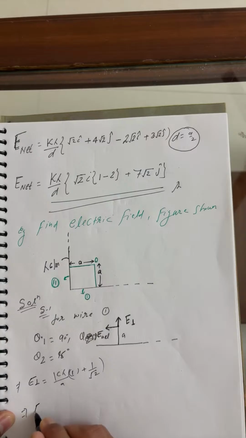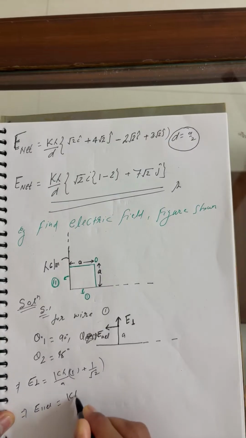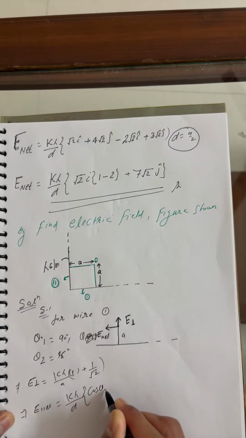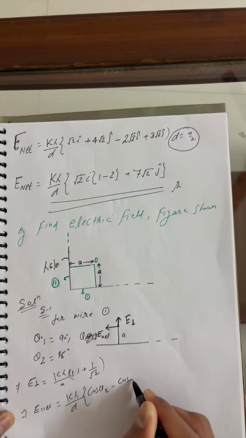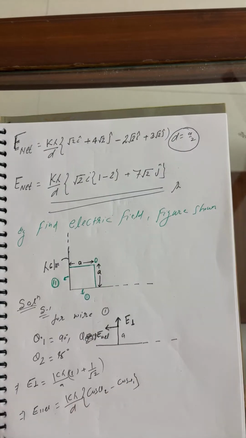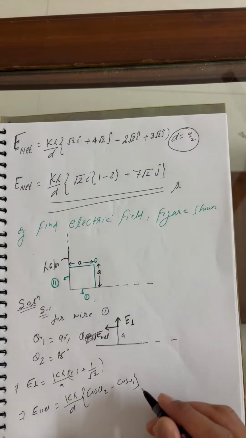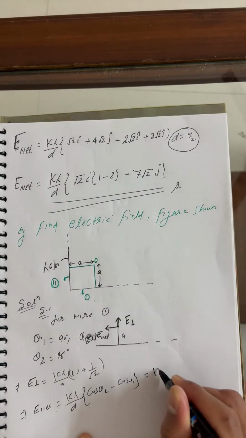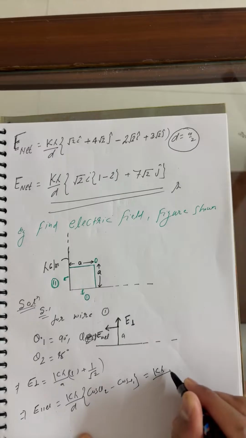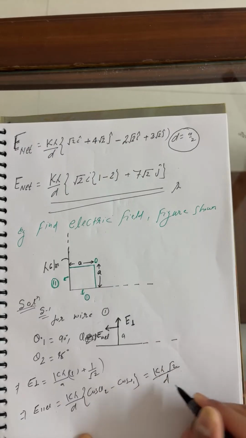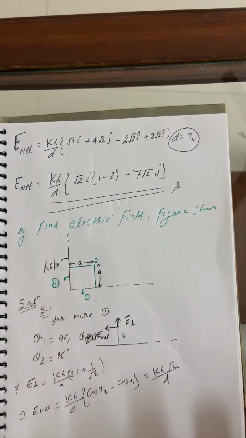Now students, I can say this is E parallel. What was it? K lambda by A, cos theta 2 minus cos theta 1. Theta 2 is 45 here, theta 1 is 0 only. So what you can see is that this is root 2 K lambda by A. No need to worry.